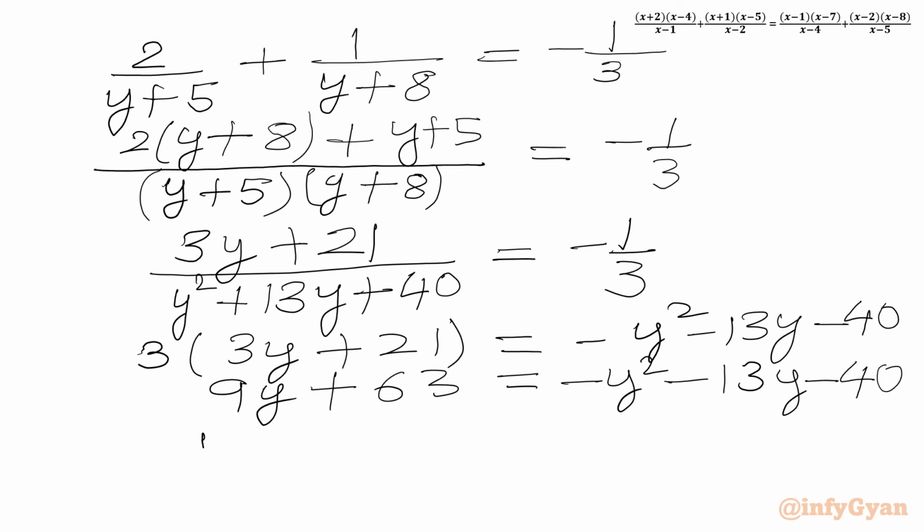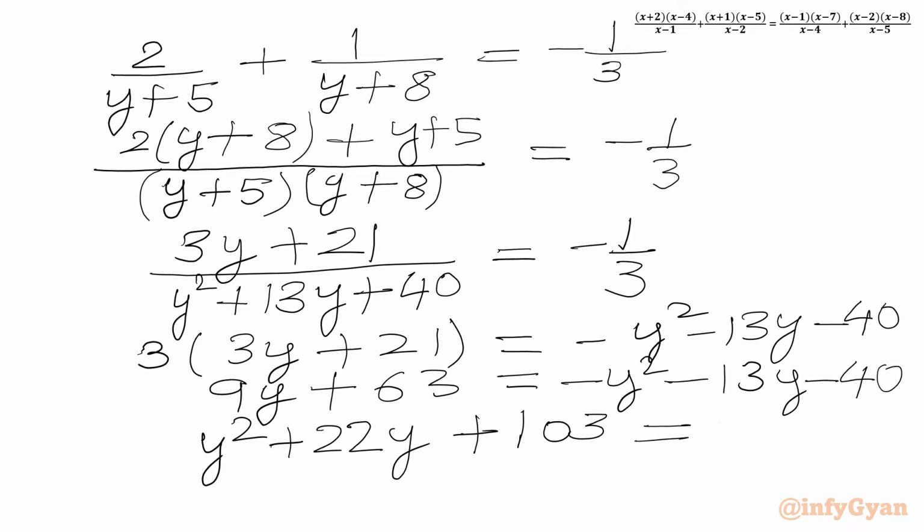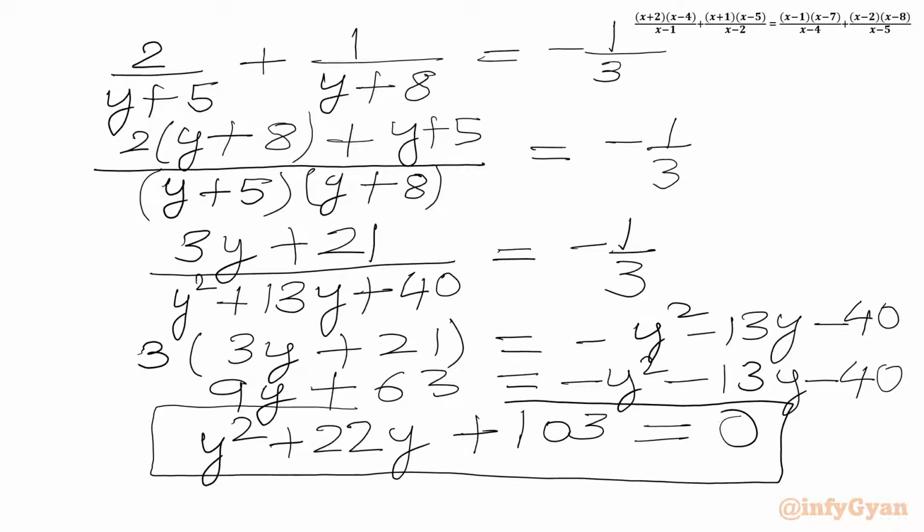So we will get y square, 13 plus 9, 22y, 63 plus 40, 103, equal to 0. Now this is one quadratic equation. I will use the completing the square method. So I will subtract 103 from both the sides. So let me write y square plus 22y equal to minus 103.